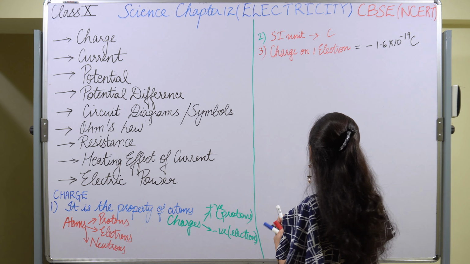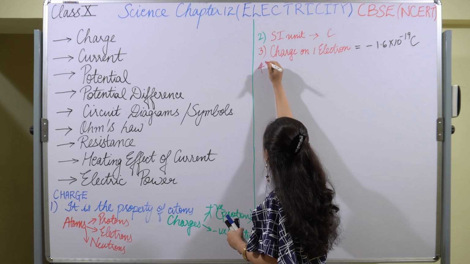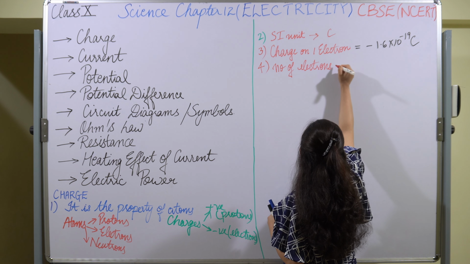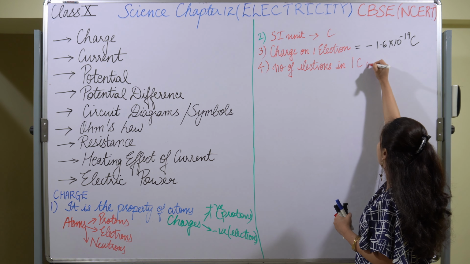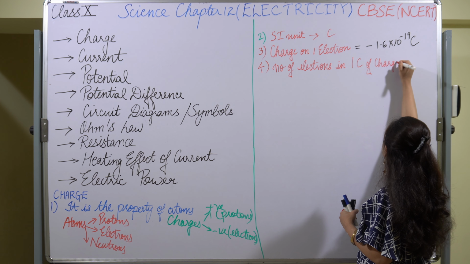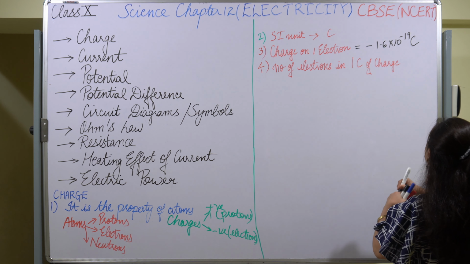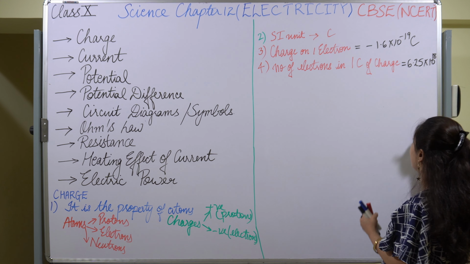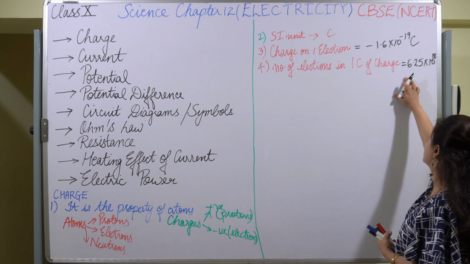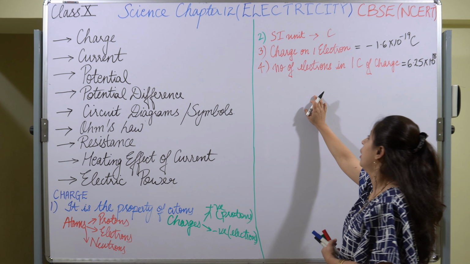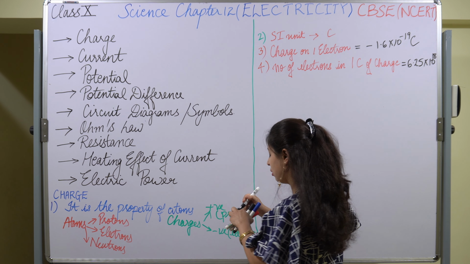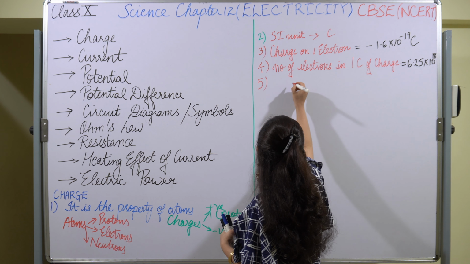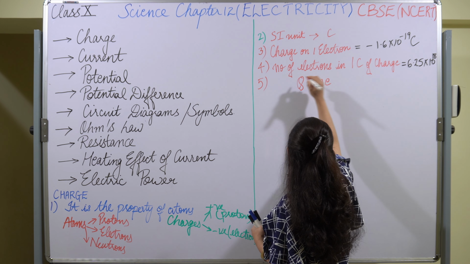Then the fourth point to be noted is the number of electrons in 1 coulomb of charge. It is given by 6.25 into 10 power 18. And there is an important formula over here which we will be using in the numericals, and that formula is Q equals N e.